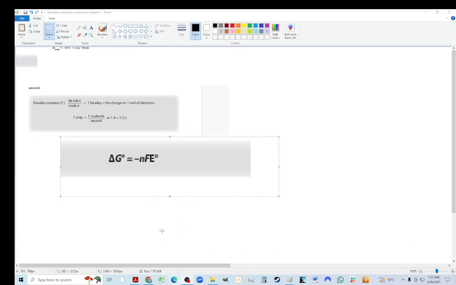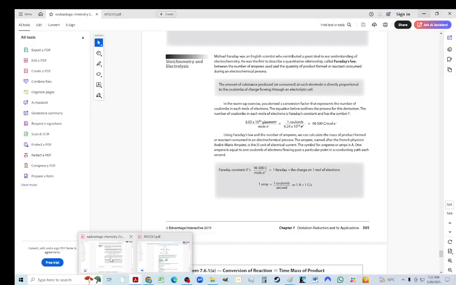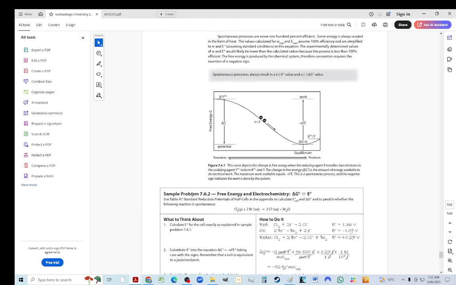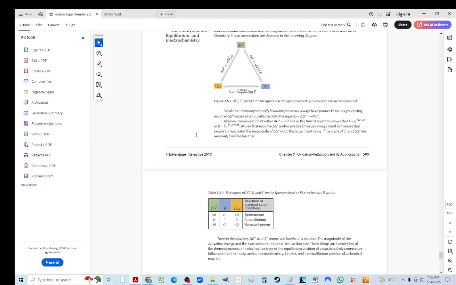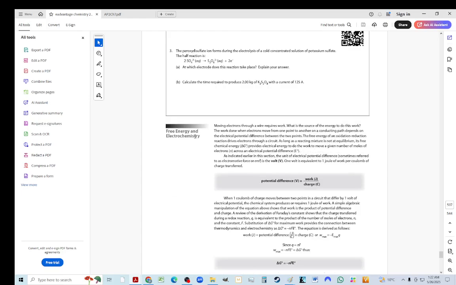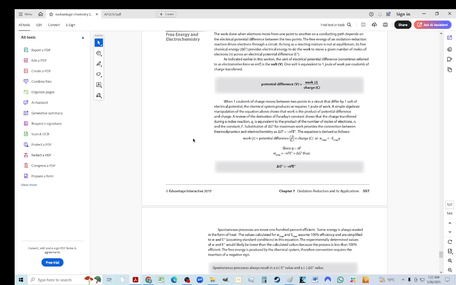7.6 concerns itself with this law, which is known as the, what is it, the Nernst equation? I just had it. No, it's just another rewrite of the Gibbs free energy equation, sorry.